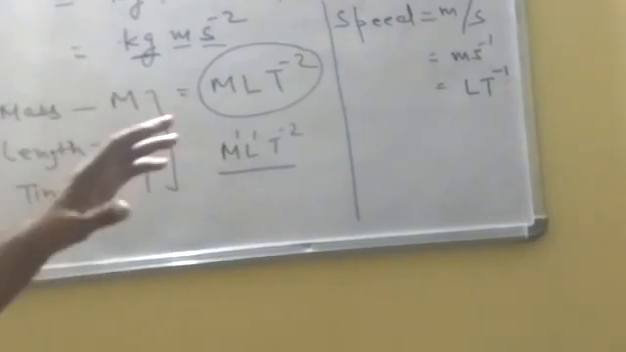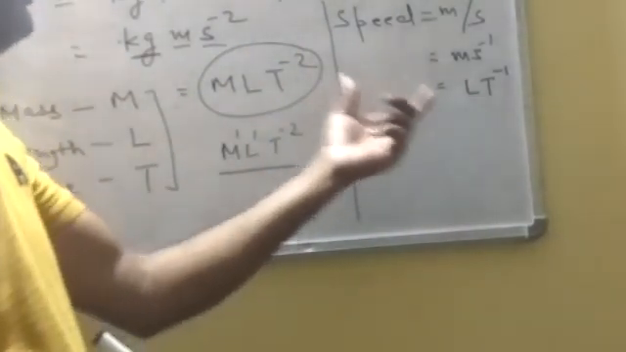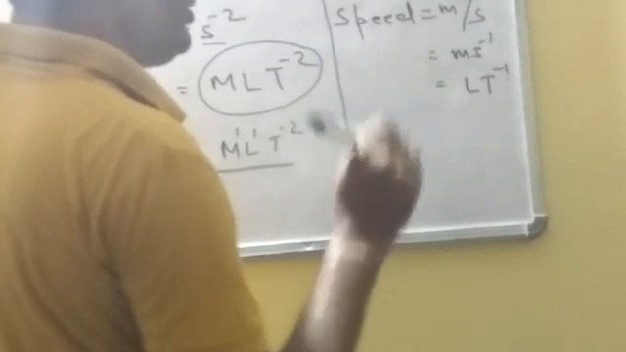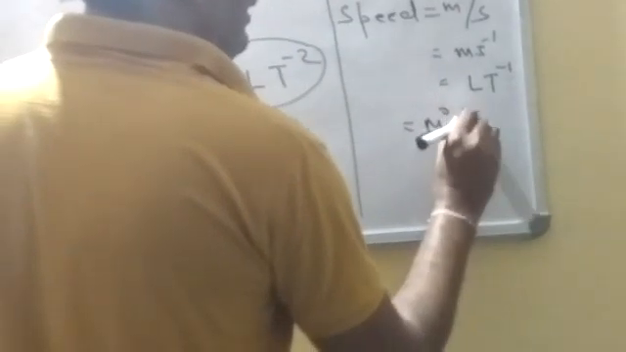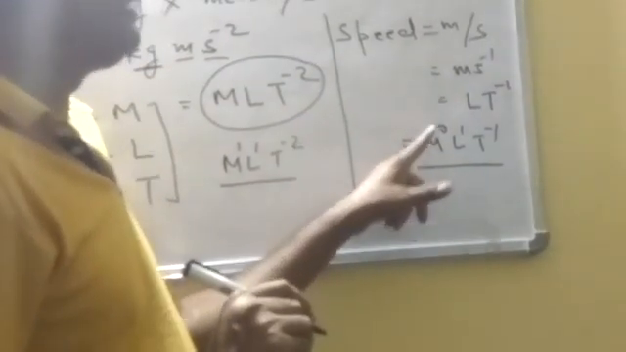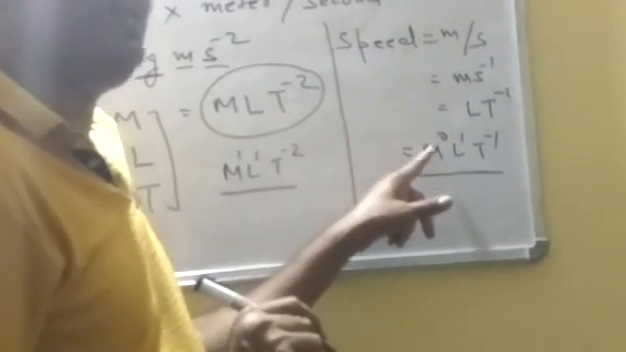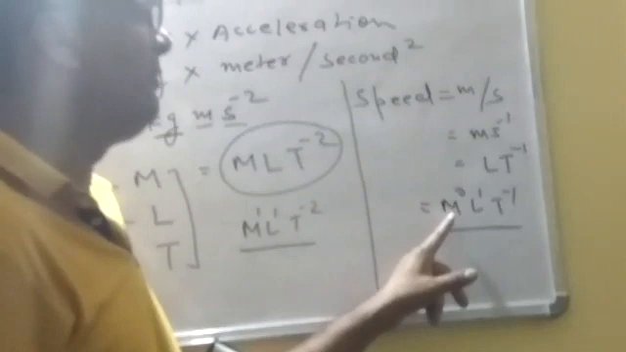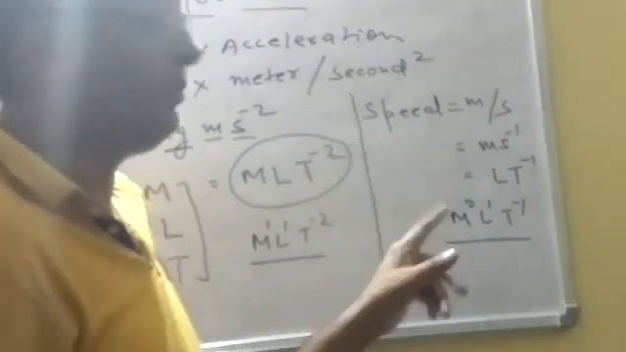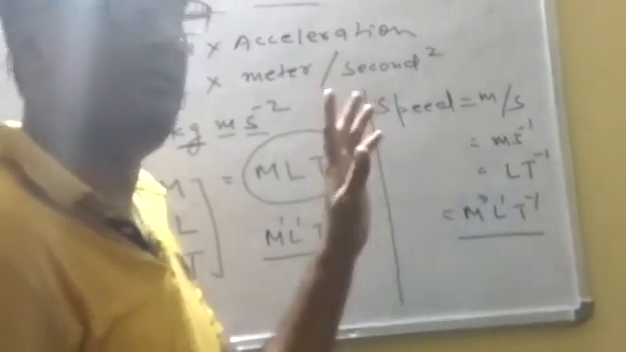But this is not the right way. Though it is correct, this is not the right way to write the dimension formula for the speed. The correct way is M^0 L^1 T^-1. We know that there is no mass, but we have to write m0. m0 means it has no value, it means 1. But we have to take all the three terms M, L and T. So we write it as M^0 L^1 T^-1.